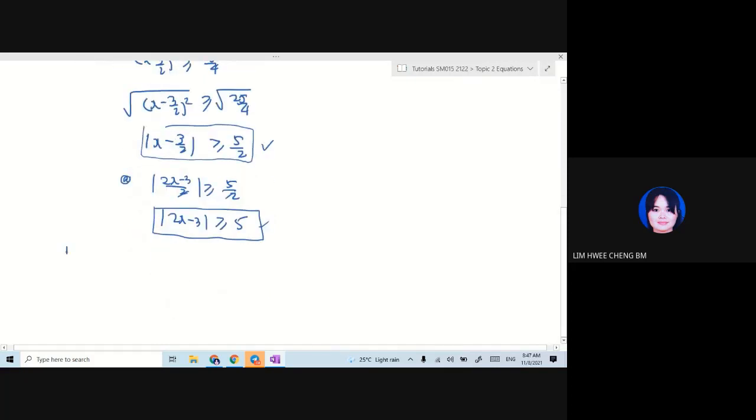Okay, so after that they ask you to solve kan? Hence, okay, yesterday we learned that if you have the absolute greater than a, it will be x greater than a or x less than negative a, right? Betul? Betul? So you pun solve lah. Hence, 2x minus 3 greater or equal than 5 or 2x minus 3 less or equal than minus 5.